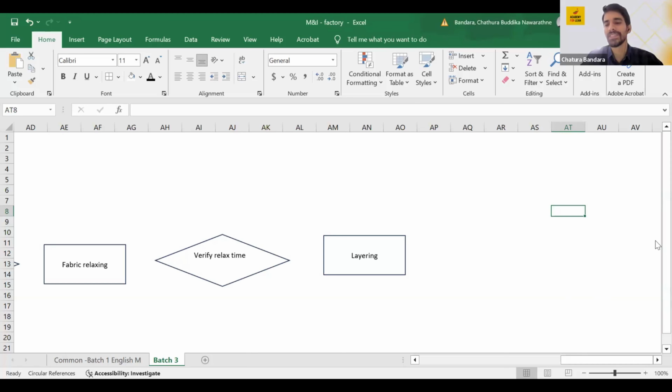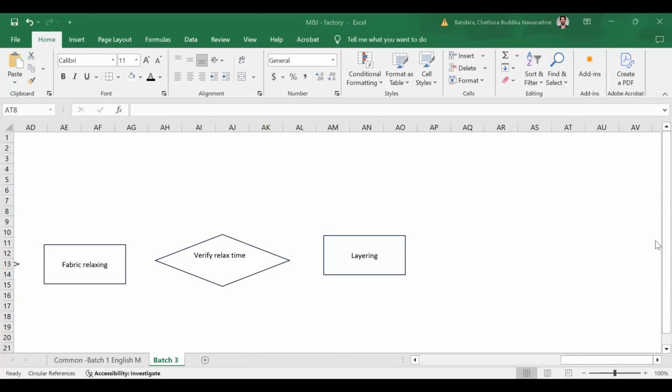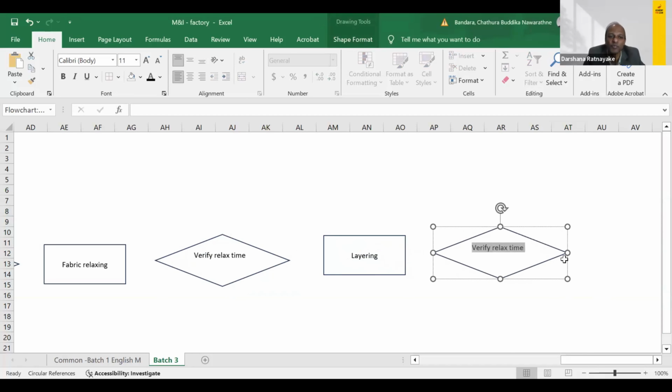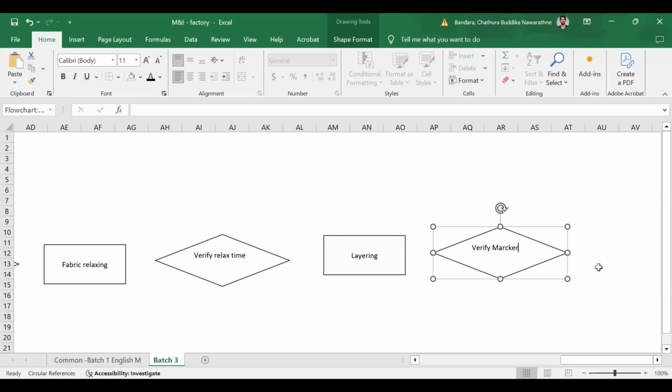What should be the symbol for marker verify? We use the diamond. When Afsal comes, he asks what they are doing, and he called it diamond. Verify marker.